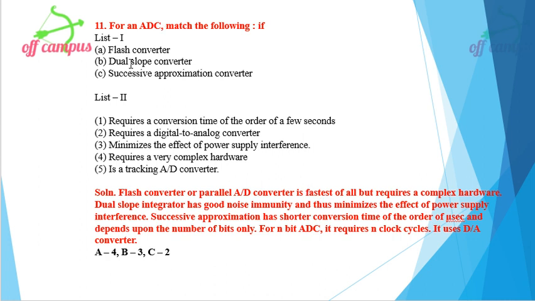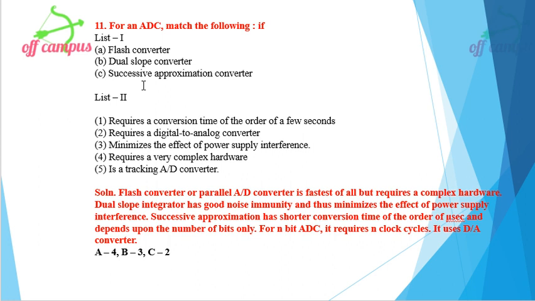Then dual slope converter, what is the advantage? First of all, we will see good noise immunity and minimizes the effect of power supply interference. Actually, the dual slope integrator's advantage is that it has good noise immunity, so it minimizes the effect of power supply interference. So dual slope converter minimizes the effect of power supply interference. Then move on to the next one.